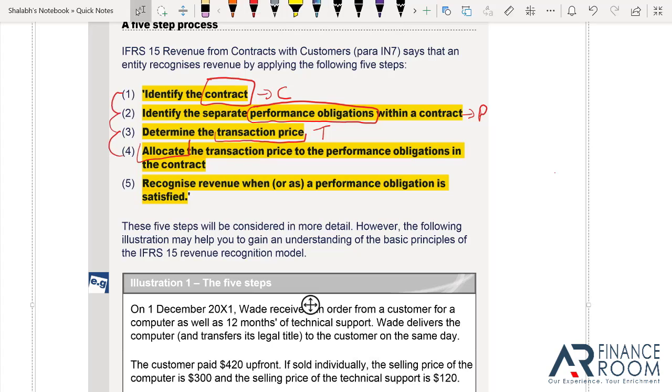Allocate the transaction price. Now what is the transaction price? The third point. To the performance obligation. What is the performance obligation? The second point. In the contract. What is the first point? The contract. This is the third point, this is the second point, this is the first point.